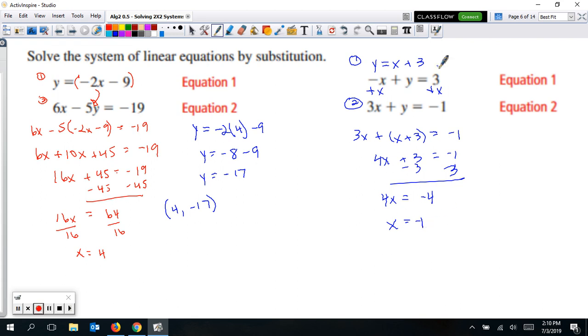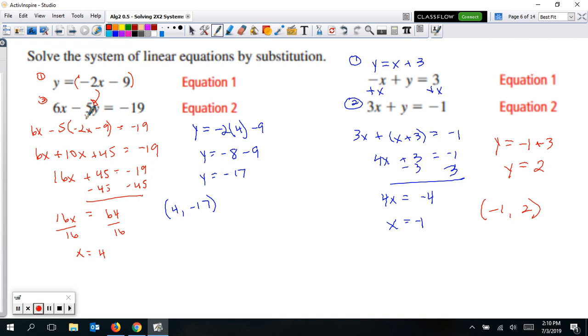Plug it back into the equation up here. Let's just go to the top one. y equals x plus 3. That's an easy one to do. So y is equal to -1 for x plus 3. So that's easy to see that y is equal to +2. So our answer for this one, x is -1, y is 2. Hopefully you get that one correct.